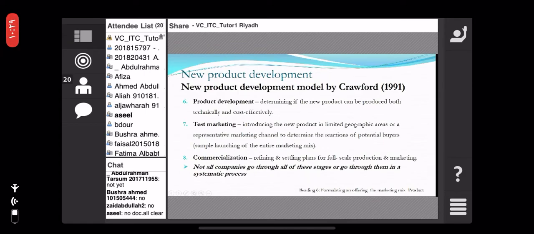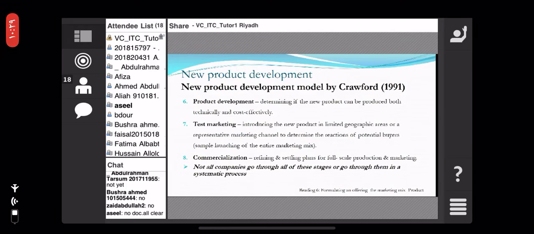Number 7, test marketing. Marketing test. Introducing the new product in limited geographic areas or representative marketing channels to determine the reactions of potential buyers. Sample launching for the entire marketing. You have some samples ready now, and you will launch in a limited area. For example, you manufacture a product and before launch, you want to test the market.